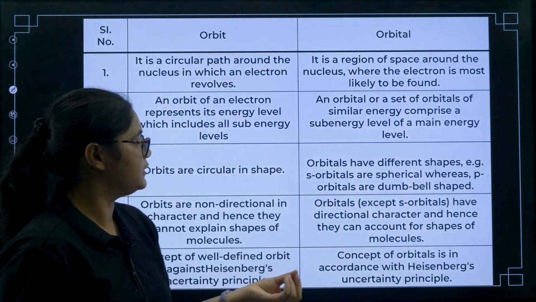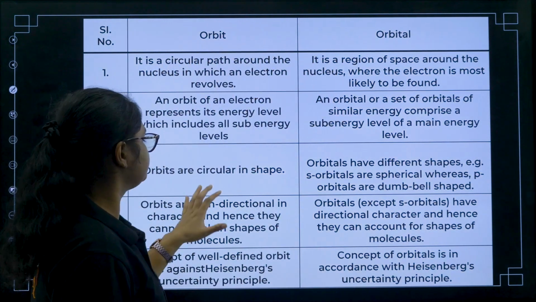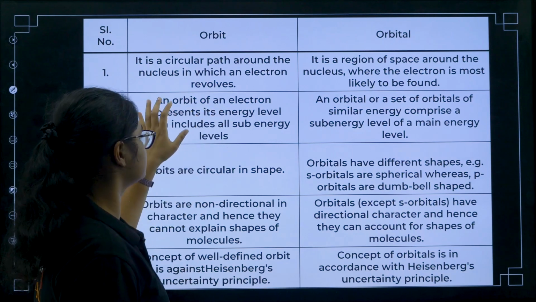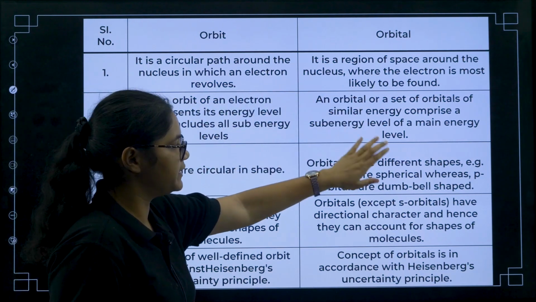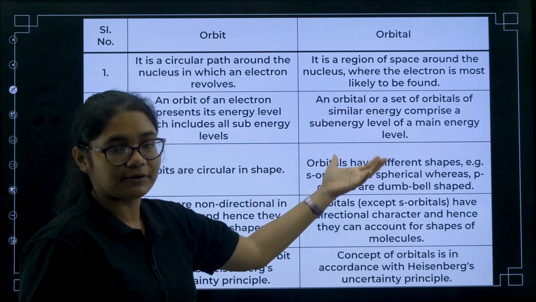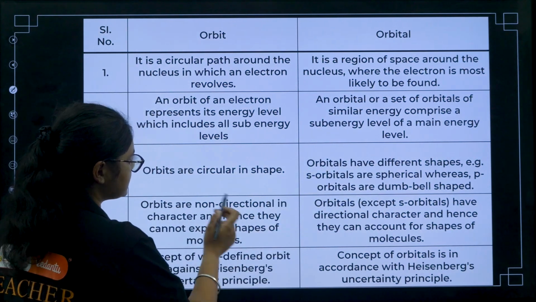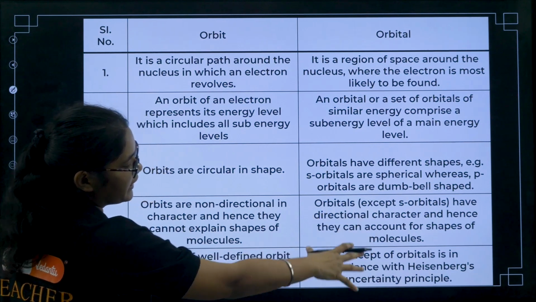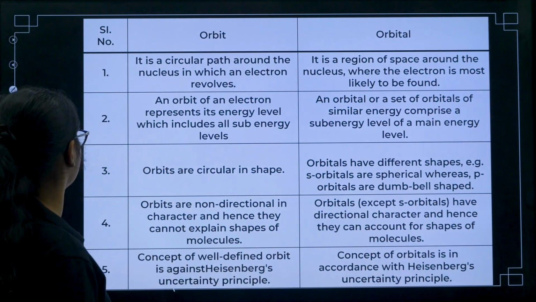Okay. Next, orbit and orbital, many differences are there. You can just remember any 2 points. An orbit is a circular path where the electrons revolve around the nucleus. An orbital represents a space where the electrons can be present inside an atom. Next, orbits are non-directional, orbitals are directional except the s orbital. Other points also you can remember, but any 2 is fine.